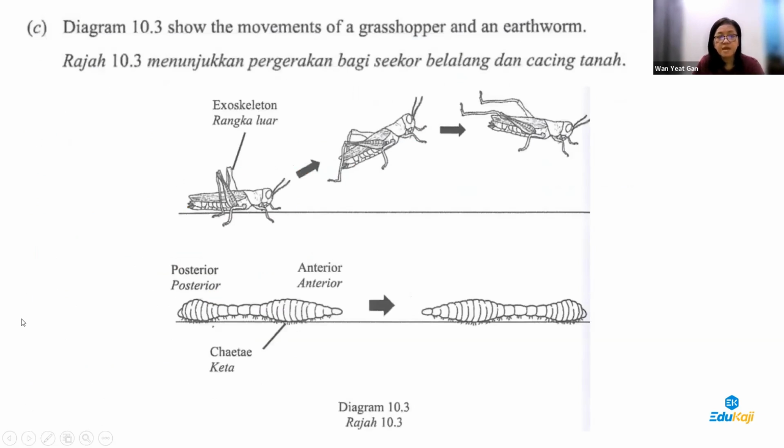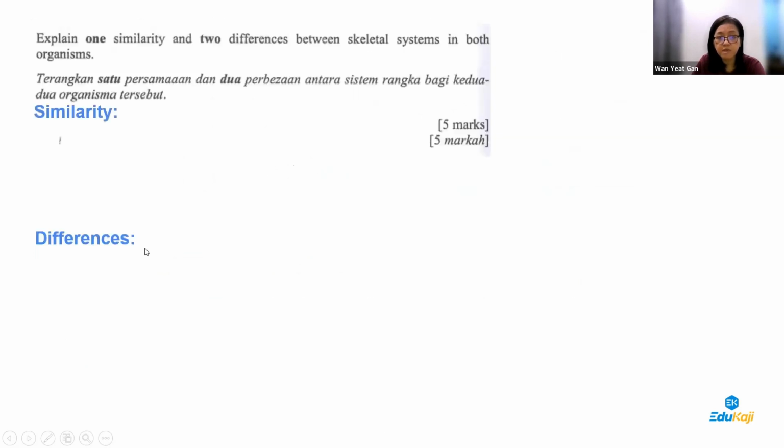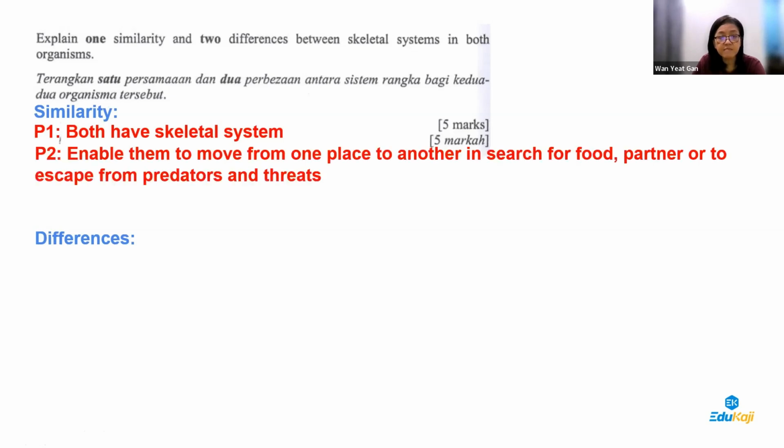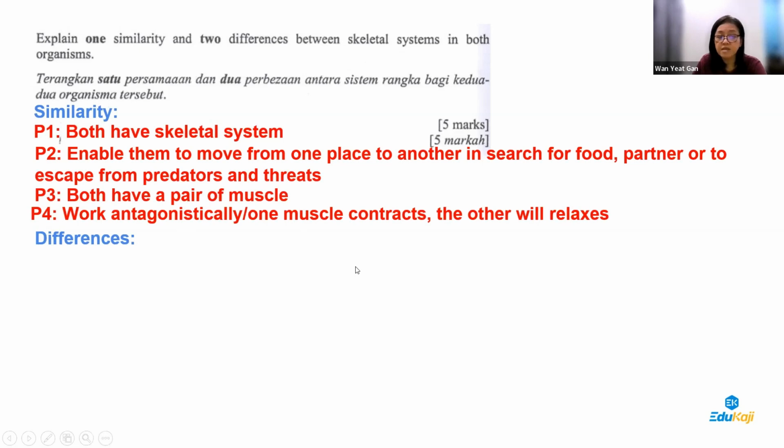Okay, the diagram shows the movement of a grasshopper and an earthworm. So this is the earthworm movement, this is the grasshopper movement. You are to give similarities and differences between both. Now, both grasshopper and earthworm have a skeletal system, which enables them to move from one place to another in search of food, partner, or to escape from predators and threats. Both have a pair of muscles which work antagonistically, which means that when one muscle contracts, the other will relax.